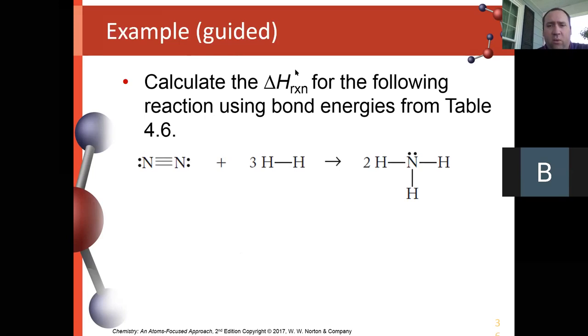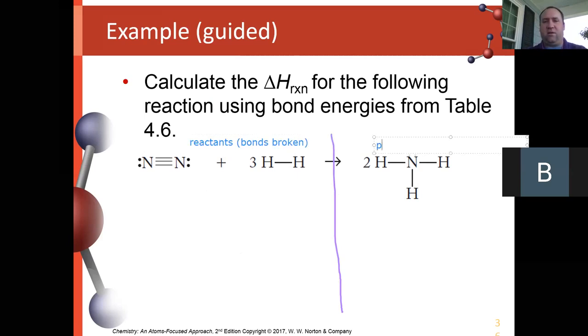So what I like to do in problems like this is I kind of start drawing lines. So here are my reactants. So these would be the bonds broken. And over here are my products. These are the bonds that form.